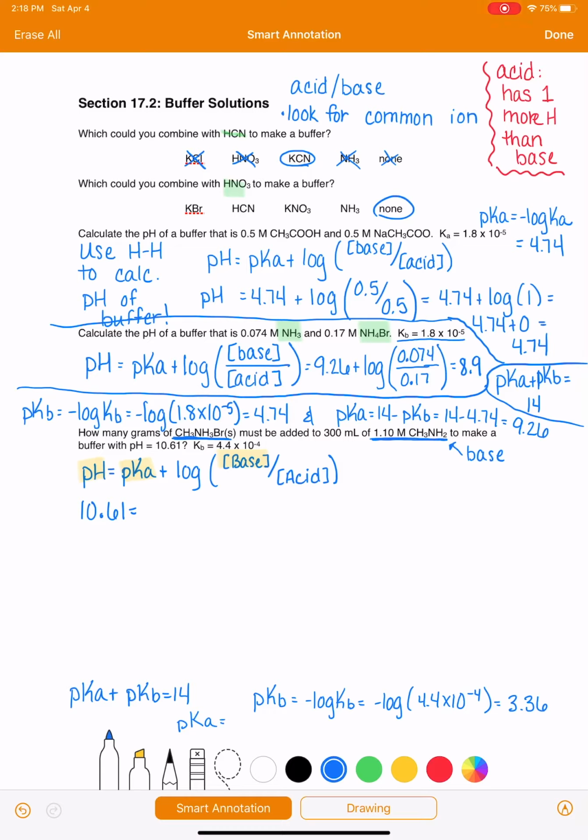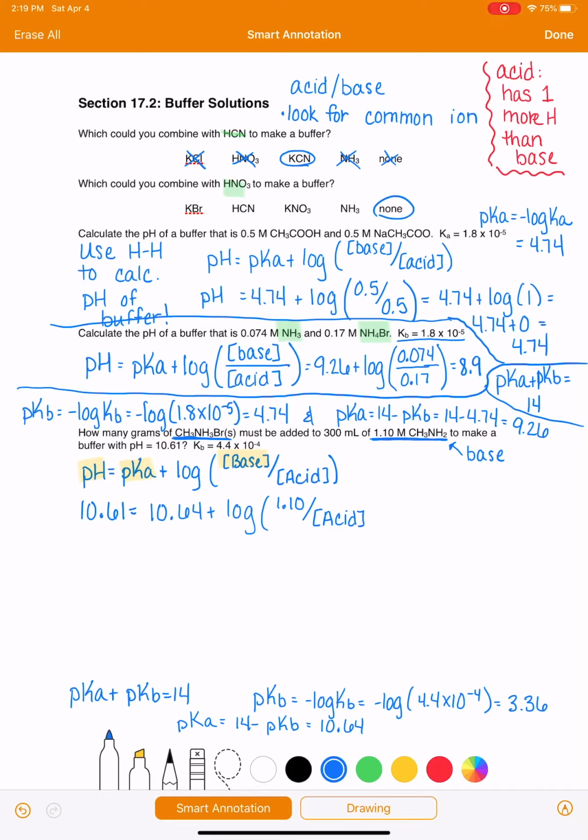So our pKa is 14 minus the pKb, which is 14 minus 3.36, 10.64. 10.64 plus the log of our base concentration, which is 1.10, divided by our unknown.